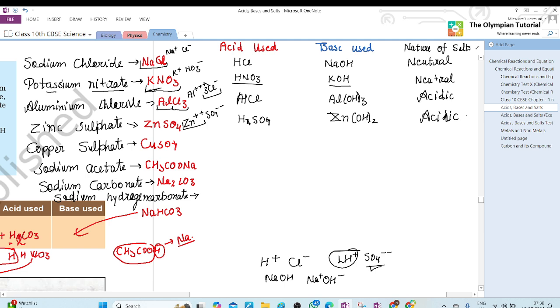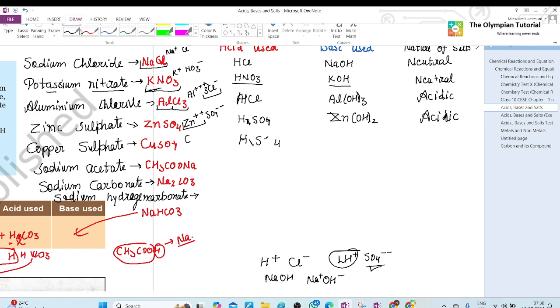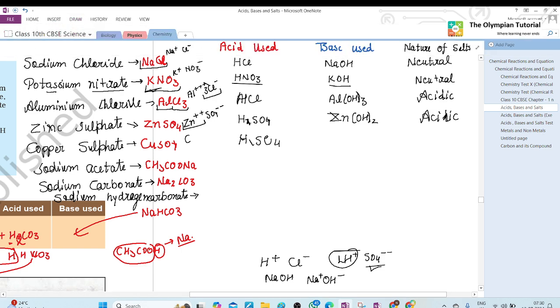Now Ayukta, we will discuss copper sulfate. Firstly, let me know how copper sulfate is formed. Ma'am, the acid used will be H2SO4. Very good. Wait a second, my pen is showing some problem. Okay. And ma'am, the base used will be CuOH.